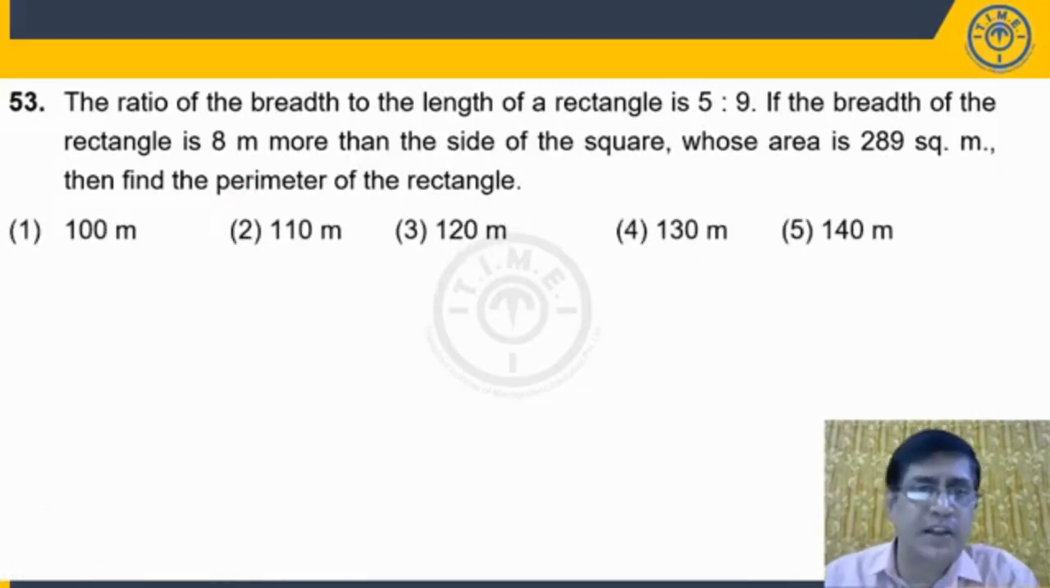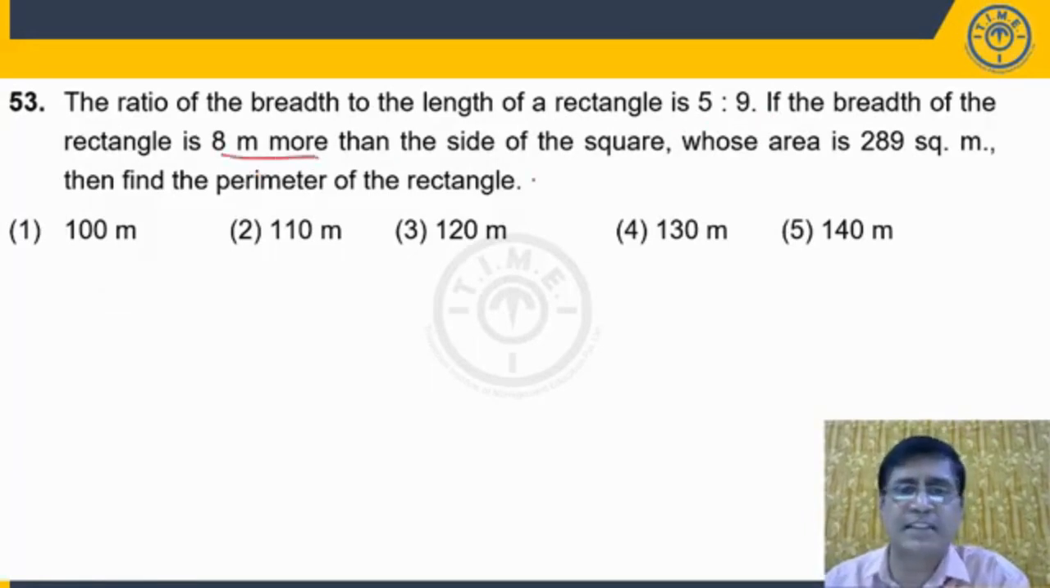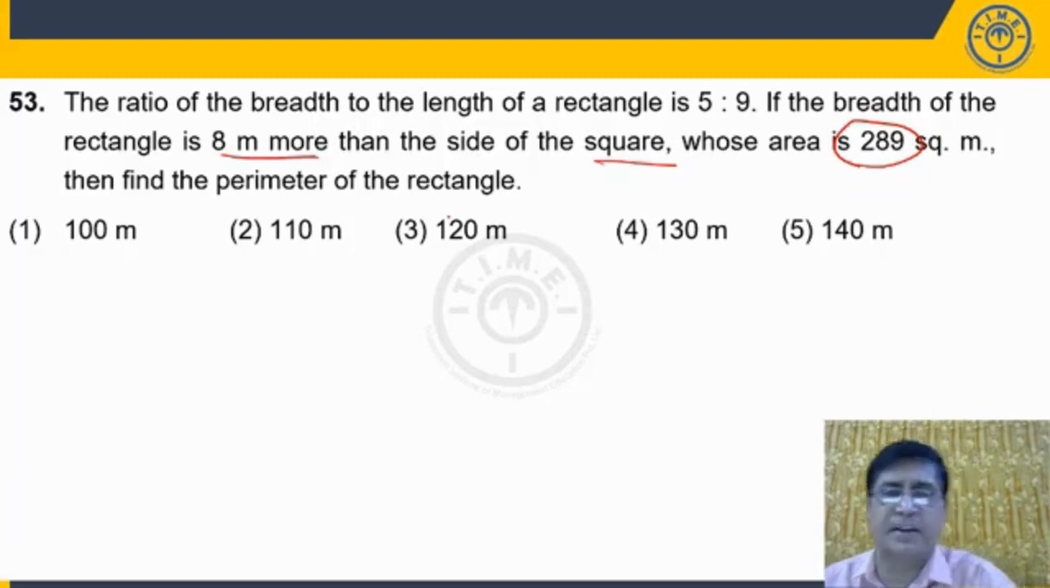The ratio of the length to the breadth of the rectangle is 5:9. If the breadth of the rectangle is 8 meters more than the side of a square whose area is 289 square meters, find the perimeter of the rectangle.